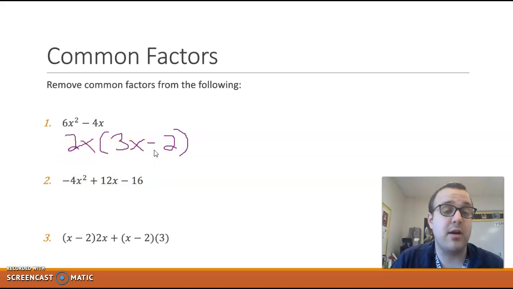If you want to check your work and make sure that you did it correctly, you could redistribute this back through and make sure you ended up with what you originally started with, okay? Down here, we'll do the same thing. We'll look for a GCF.